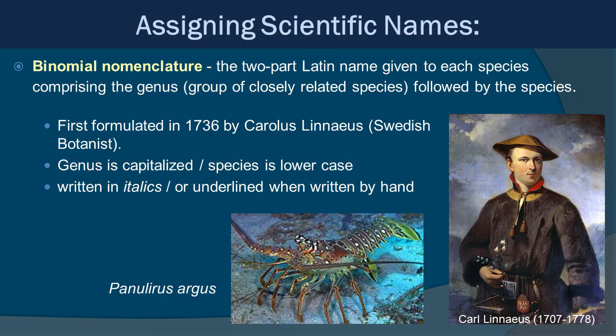Now, down here, you'll see an example of a scientific name, Panulirus argus. Panulirus being the genus, argus being the species, and that is our Florida spiny lobster. Now, the way you can look at this too is just like how we have a last name and a first name. Well, in this case, the last name would be first, Panulirus, and the first name, argus, would be the species name. So just another way to look at it.